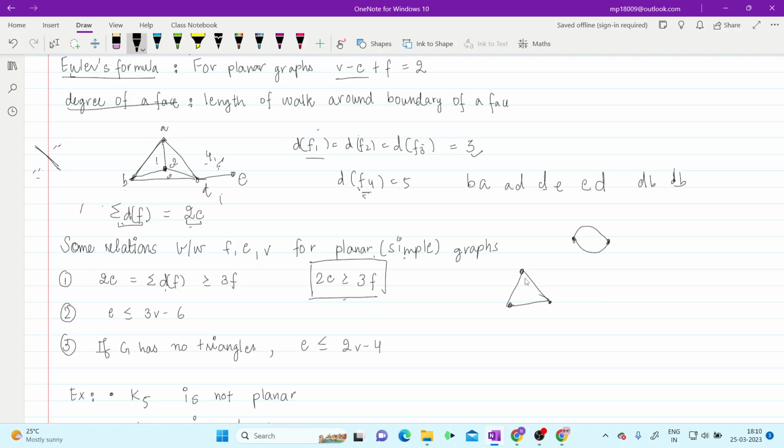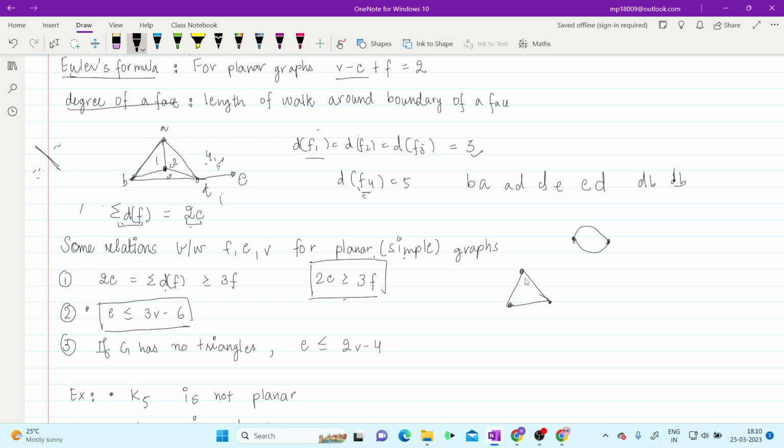And once we put this relation in our Euler formula, we'll get that the number of edges is always less than or equal to 3V minus 6. So this is the first relation for the planar graph, that the number of edges is always less than or equal to 3 times the number of vertices minus 6.